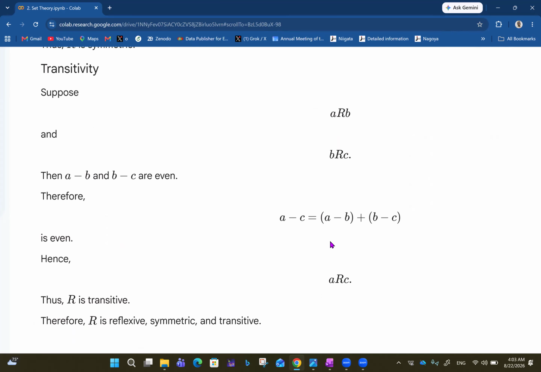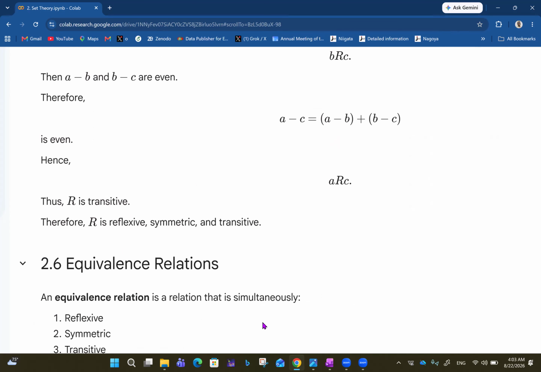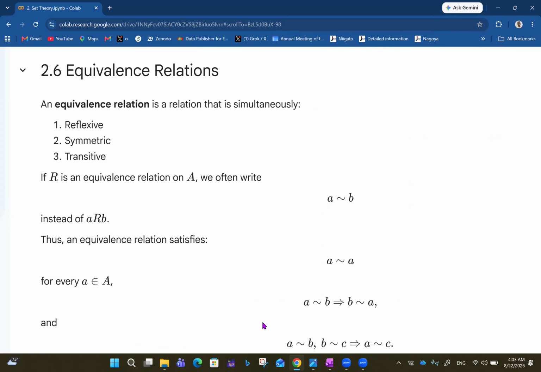So if we work all of that out, this is even, this is even. So everything is even. Hence, A is related to C. Thus, R is transitive. Therefore, R is reflexive, symmetric, and transitive in that case. Then we talk about equivalence relations.